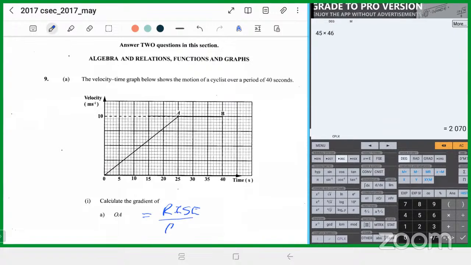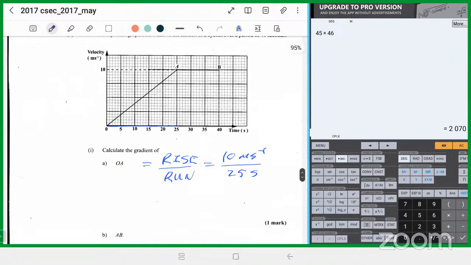over run, which is 10 meters per second over the run, which is 25 seconds, time in seconds. So that works out to 10 divided by 25, 0.4. And you have to write the unit now. Because it is acceleration, you're going to write meters per second squared. So you have to give them that unit, meters per second squared, 0.4.